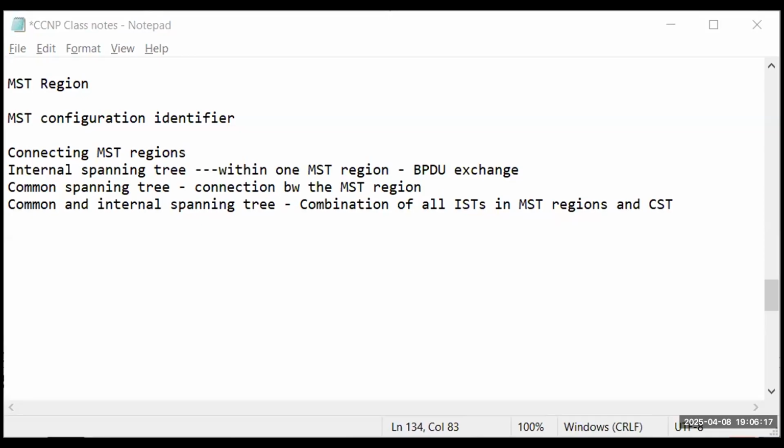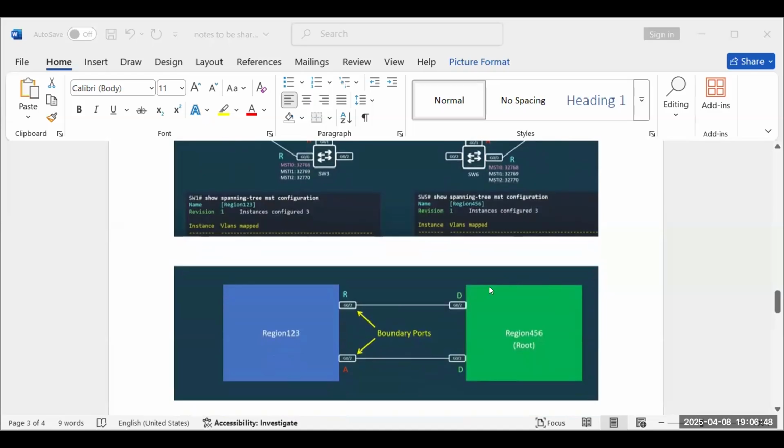When the MST regions are connected, each region appears as one logical switch. So this is going to appear as one logical switch, and this is going to appear as one logical switch. But inside there can be multiple switches. In our scenario, we have 3 switches in each region. But as soon as we configure the switches with different regions, from the outside world each appears as one logical switch. That's how MST works.